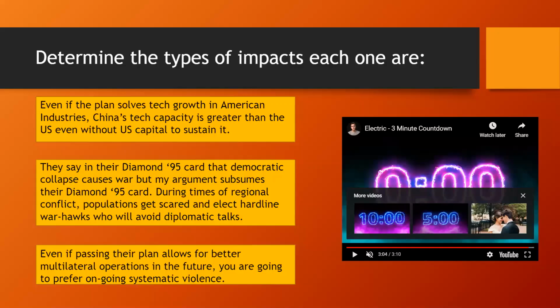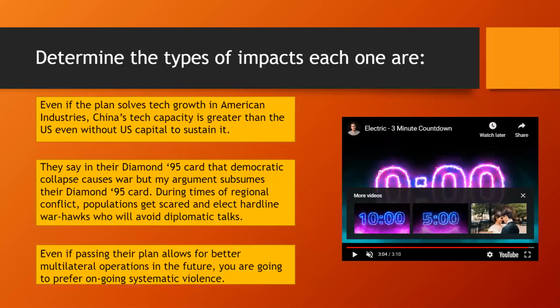I think this would be time frame. Time frame? Yeah, time frame. Why did you say it was time frame? Because it said even if their plan allows for better multilateral operations.